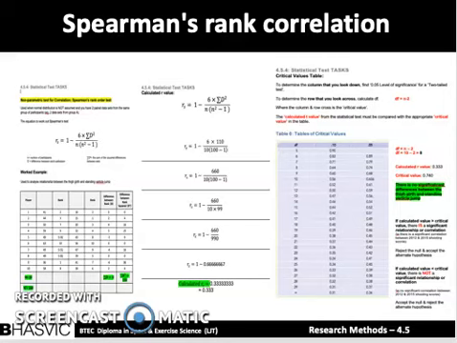The data must be ranked as shown in the table. We then had to find the difference between the rankings. I entered the values into the formula to work out the R value, which was 0.333.